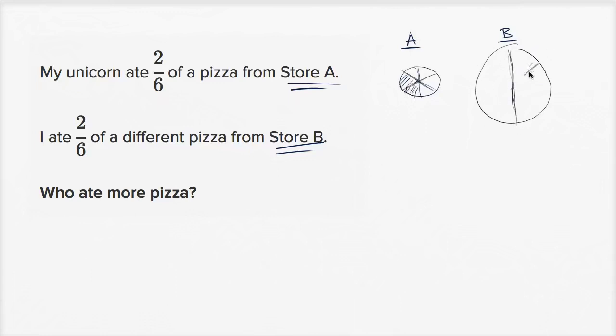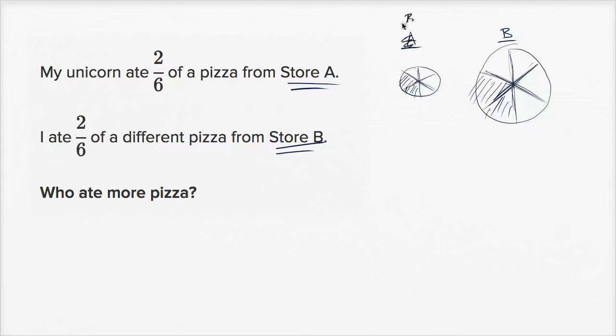Let me do my best shot at drawing this. I'm trying to do 6 equal pieces. It's hard to hand draw, but this gets us close. 2/6 here would be that and that. And if so, store B's pizza is bigger than store A's pizza, then I would have eaten more pizza than my unicorn. But it might have been the other way around.